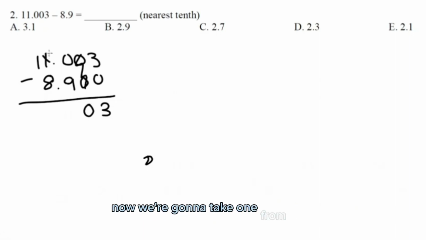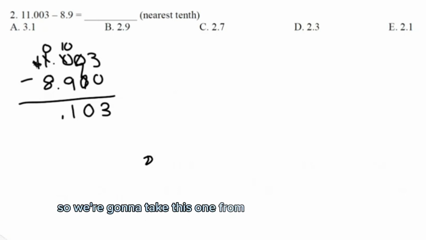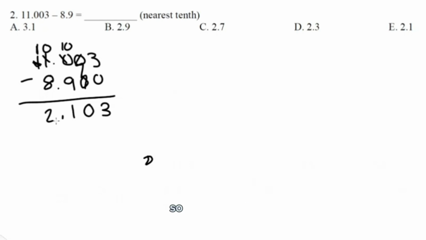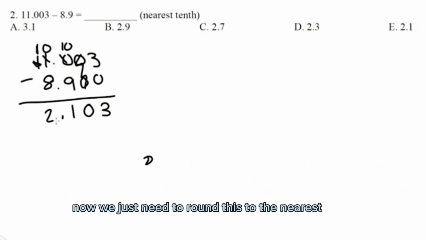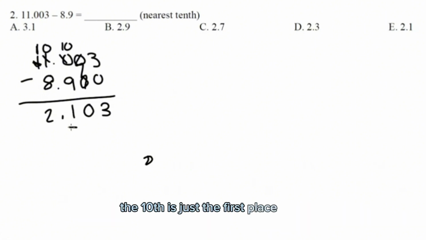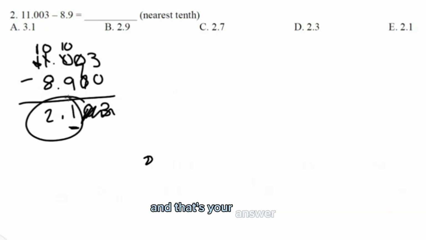Now we're going to take 1 from here, make this 0, and make this 10 because we're carrying it over. 10 minus 9 is 1. Now we have 0 minus 8. We can't do 0 minus 8, so we're going to take this 1 from here and make this 10. 10 minus 8 is just 2. So we get 2.103. Now we just need to round this to the nearest tenth. The tenth is just the first place after the decimal point. So when we round this, we just get 2.1, and that's your answer.